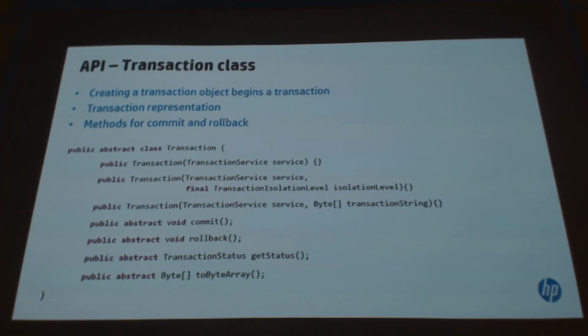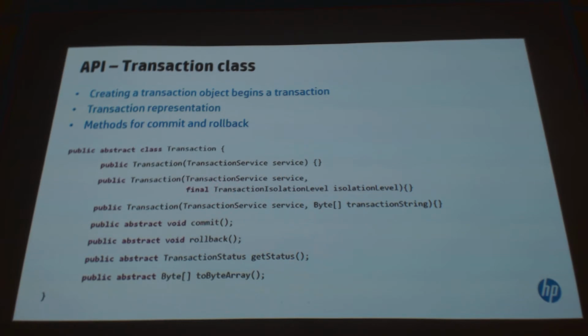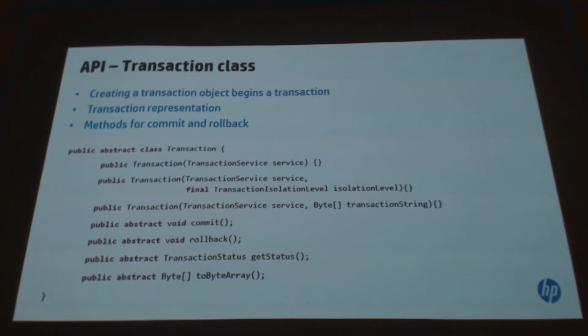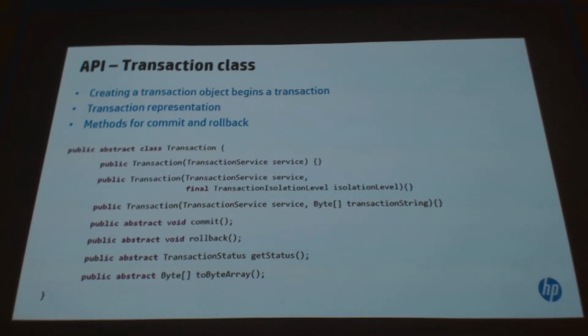The transaction class is really the core of this thing. When you instantiate a transaction object, you're beginning a transaction or you're adding a participant to a transaction. If any of you have worked with transactions before, you know what begin transaction or begin work in SQL is. So when you instantiate this object, you are beginning a transaction, right? And obviously you have to be able to commit it or roll it back.